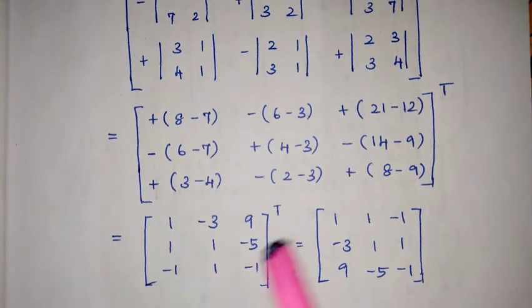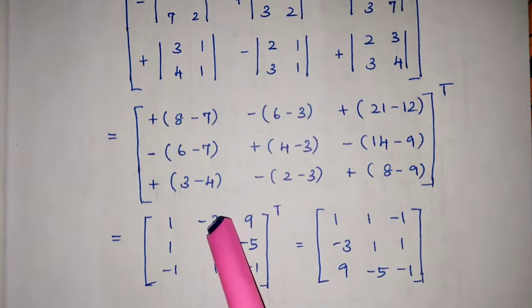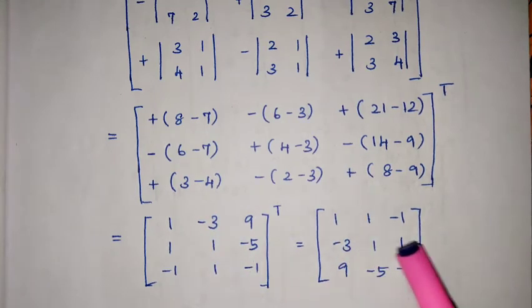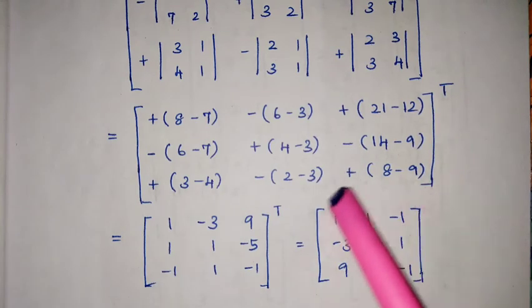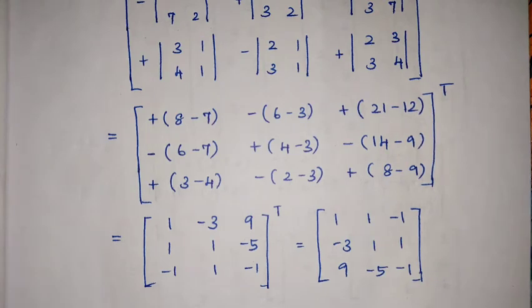1, 1, minus 1, so 1, 1, minus 1. Minus 3, 1, 1, so minus 3, 1, 1. 9, minus 5, minus 1, so 9, minus 5, minus 1. So this is the transpose. So first you have to find the cofactor, then transpose the matrix. You will be getting the adjoint of the given matrix.